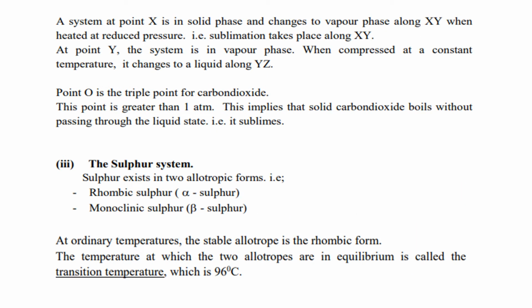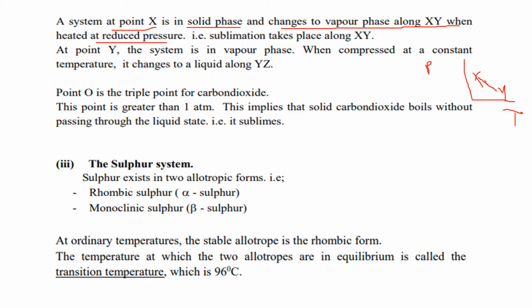Now we are saying that if you look at that graph, a system at point X is in solid phase and changes to vapor phase along XY when heated at reduced pressure, and sublimation takes place along XY. If you have to draw that graph, it is like this. Remember that this is pressure and this is temperature. So point X is around here and this graph extends going down. It comes from point X to point Y.